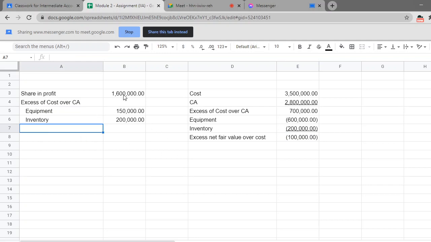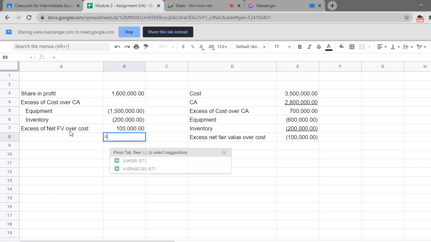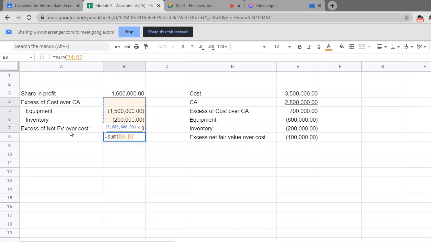So, kaganina, nanatay share in profit, excess of cost over carrying amount. So, this time, nanapuntay excess of net fair value over cost. And that is in the amount of 100,000. So, ito, naka-credit, diba, tong excess of cost over carrying amount. So, negative yan. Therefore, our investment income is, hindi siya ma-add.